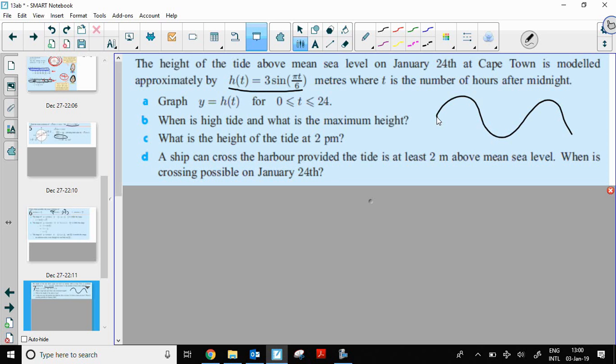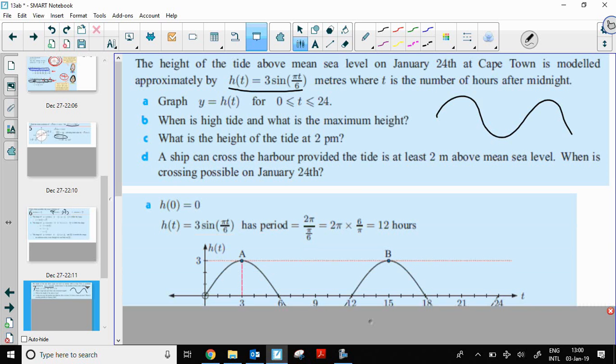I don't know. I'm not an oceanographer, oceanologist. I don't even know what the word is to describe what I'm not. Anyhow, I digress. So we could graph that, and there it is.